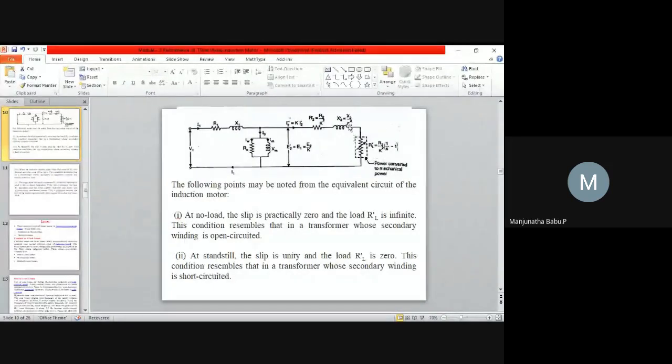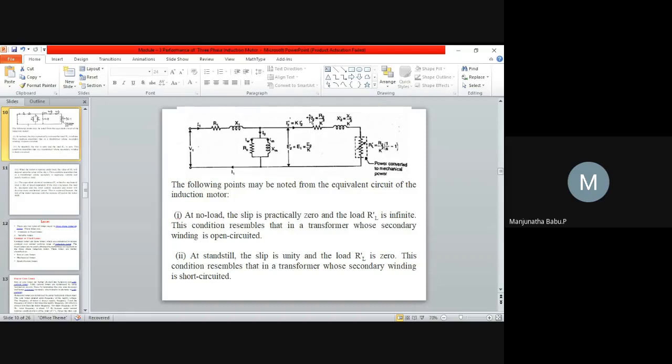When we are referring to the stator, the secondary side, that is the rotor side, parameter values will change. Suppose if it is referred to rotor, then the stator parameters will change. So here R1 dash will be equal to K into R1. Since it is referred to stator, R2 dash will be equal to R2 by K square, where K is the transformation ratio. Similarly, X2 dash will be equal to X2 by K square. So already this value is given.